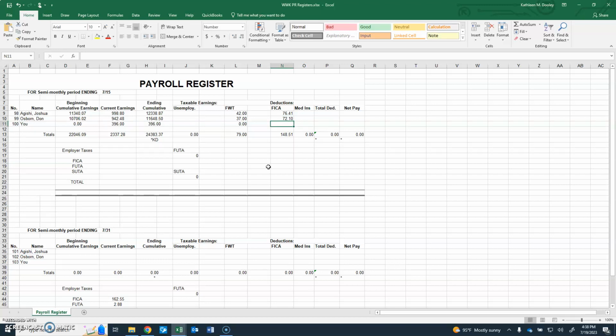Okay, and 0.0765 times 396, and that's 30.294. This time the third digit is not high enough to round up, so we have 30.29. Now it is helpful that I do have formulas that are totaling this up as you put it in. Again, you could put in formulas that added the FWT and the FICA.